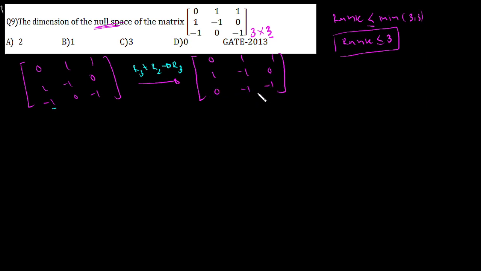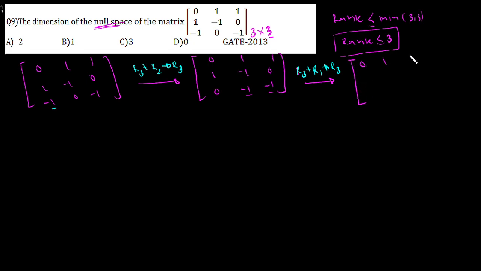Now further I have to reduce this entry to 0. You can see this row is nothing but the negative of this first row. So I can say that this third row is linearly dependent on the first row. So let's further reduce this third row: r3 plus r1 will make the new r3. Now after that my matrix looks like this.